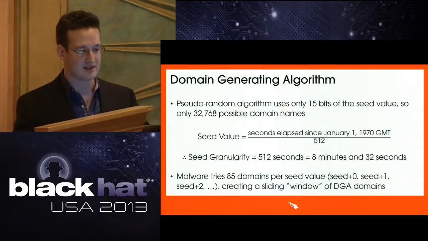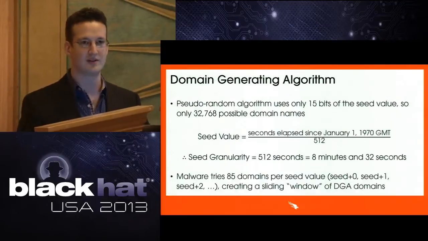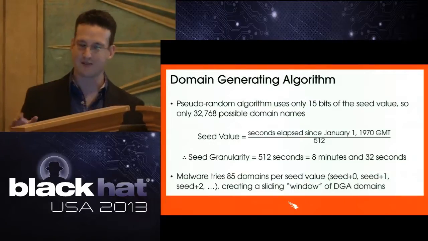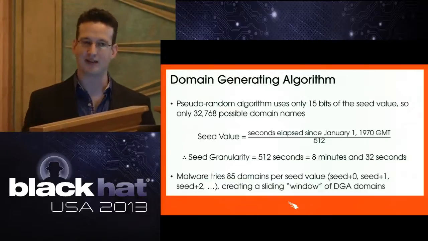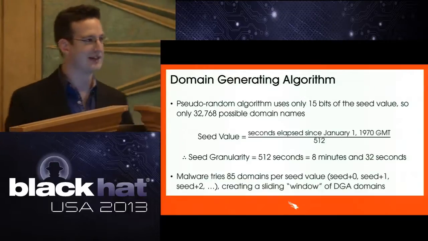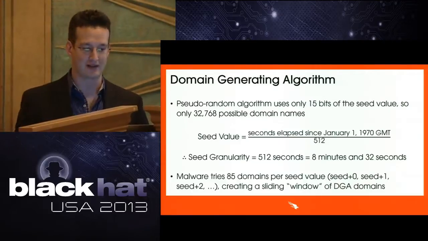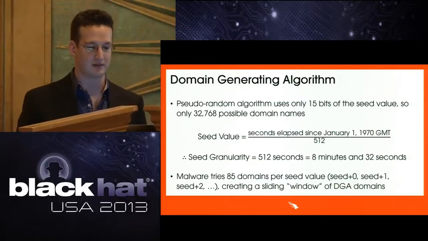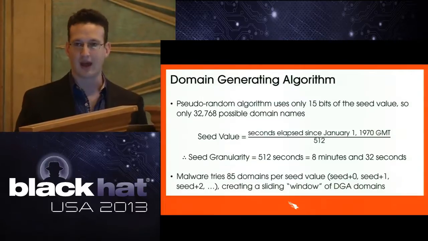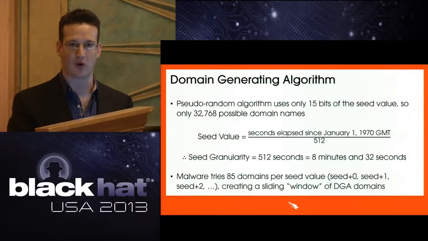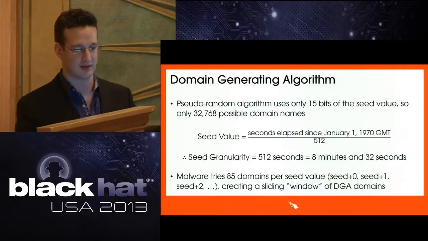The good news is that the pseudo-random algorithm uses only 15 bits of the seed value. So there are actually only 32,000 possible domain names. The seed value is calculated using the number of seconds that have elapsed since the beginning of 1970 and divides that by 512, leading to a granularity of 8.5 minutes. And the malware tries 85 different domains per seed value, creating a sliding window of DGA domains, and that means that each domain is in this window for 7.5 hours before the window advances past that domain.